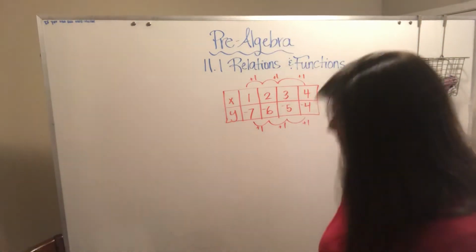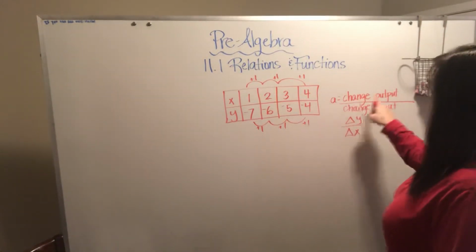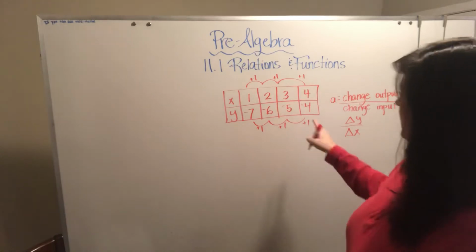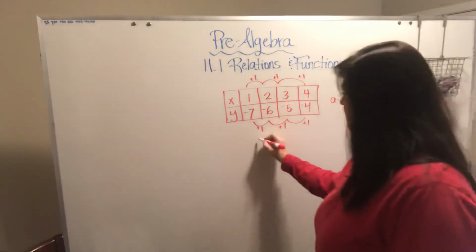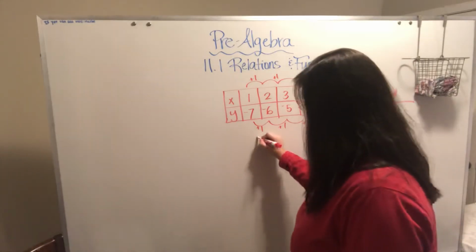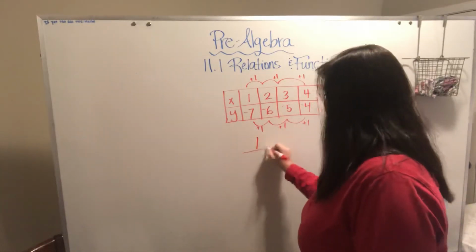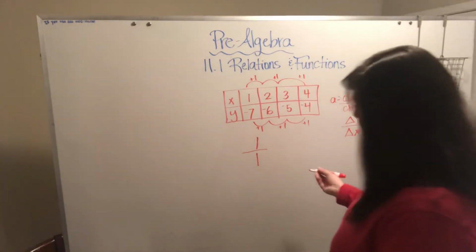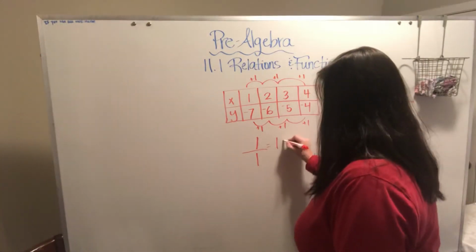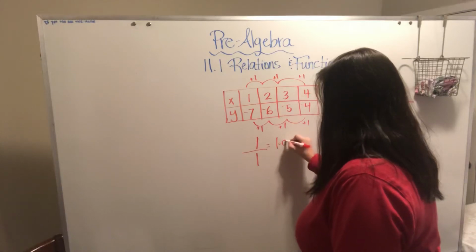Okay, so what was my change in Y and my change in X? Well in this case, my change in Y was 1. It was a plus 1. And my change in X was also 1. So this is pretty simple. My A, we're going to call it, equals 1.